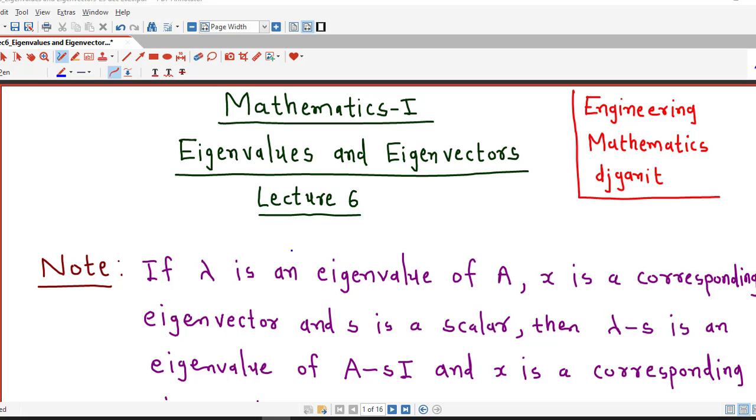In this lecture we will discuss one result for eigenvalues and eigenvectors. So let's start with this result or note.